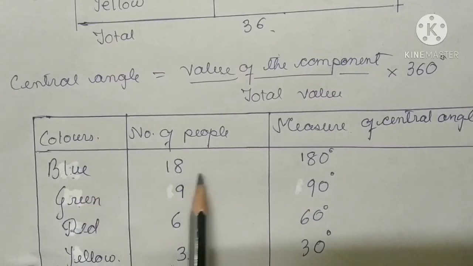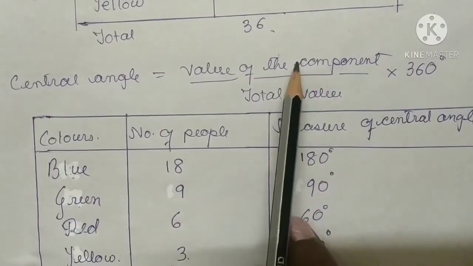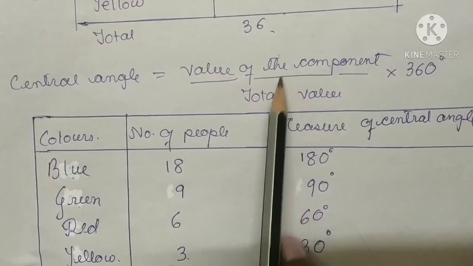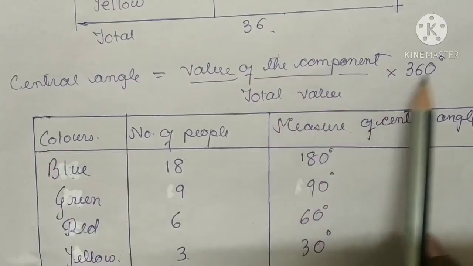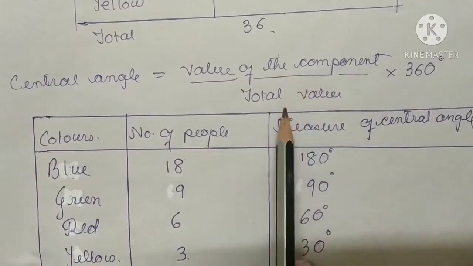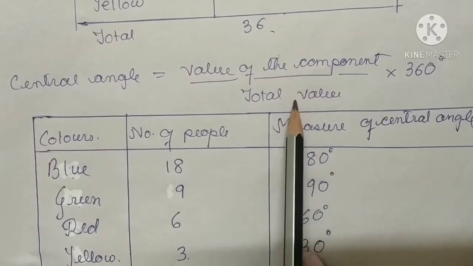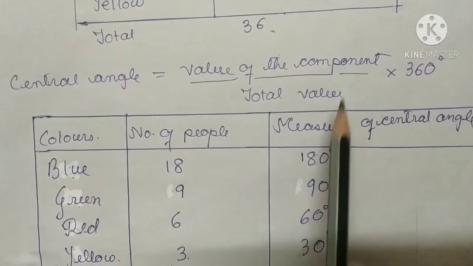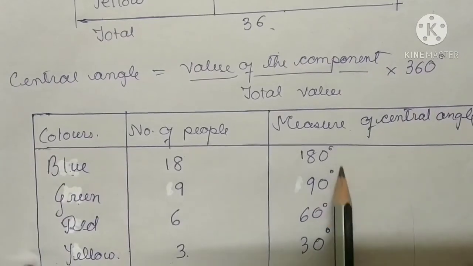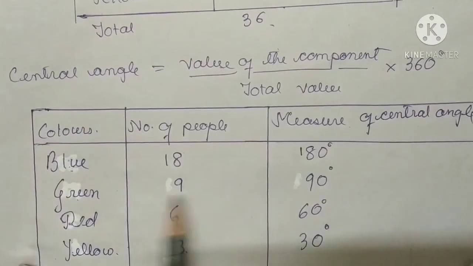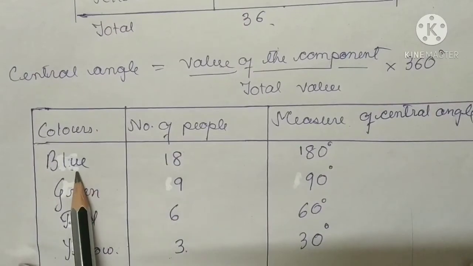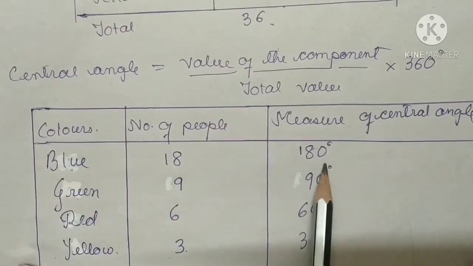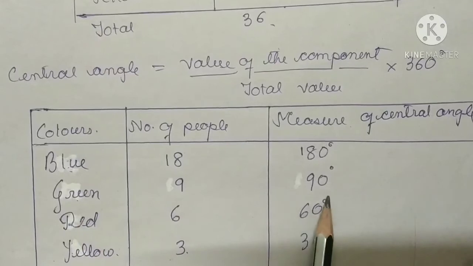For blue it is 180 degrees. If you apply this formula, 18 divided by 36 into 360. 18 by 36 means 1 by 2, then 360 by 2, that is 180 degrees. Just like this, we have to find out the central angle for all these components. So we got it. For blue it was 180 degrees, for green it is 90 degrees, for red it is 60 degrees, and for yellow it came out to be 30 degrees.